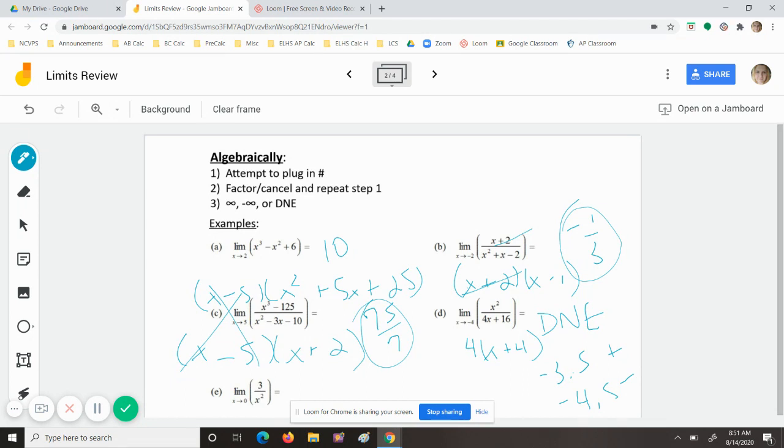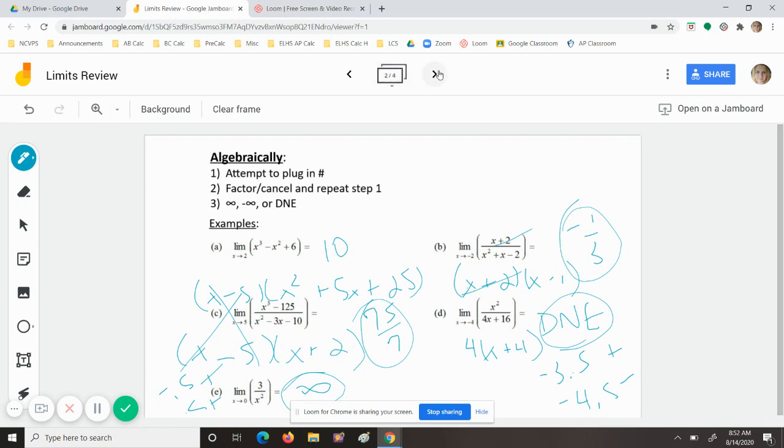Last one. As x approaches 0, we've got 3 over x squared. We cannot plug in 0. We cannot factor. We cannot simplify. So we just need to do 0.5 to the left and 0.5 to the right. So negative 0.5 and positive 0.5. If we plug both of those in, we're going to get a positive because of the x squared. So that means this limit is positive infinity.